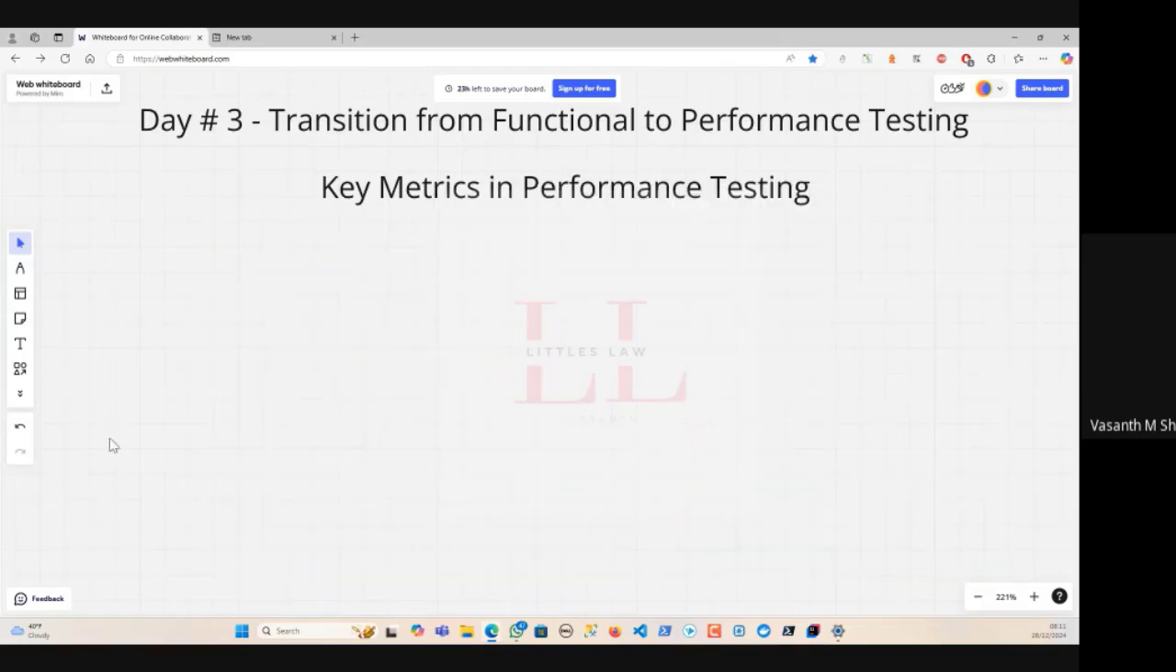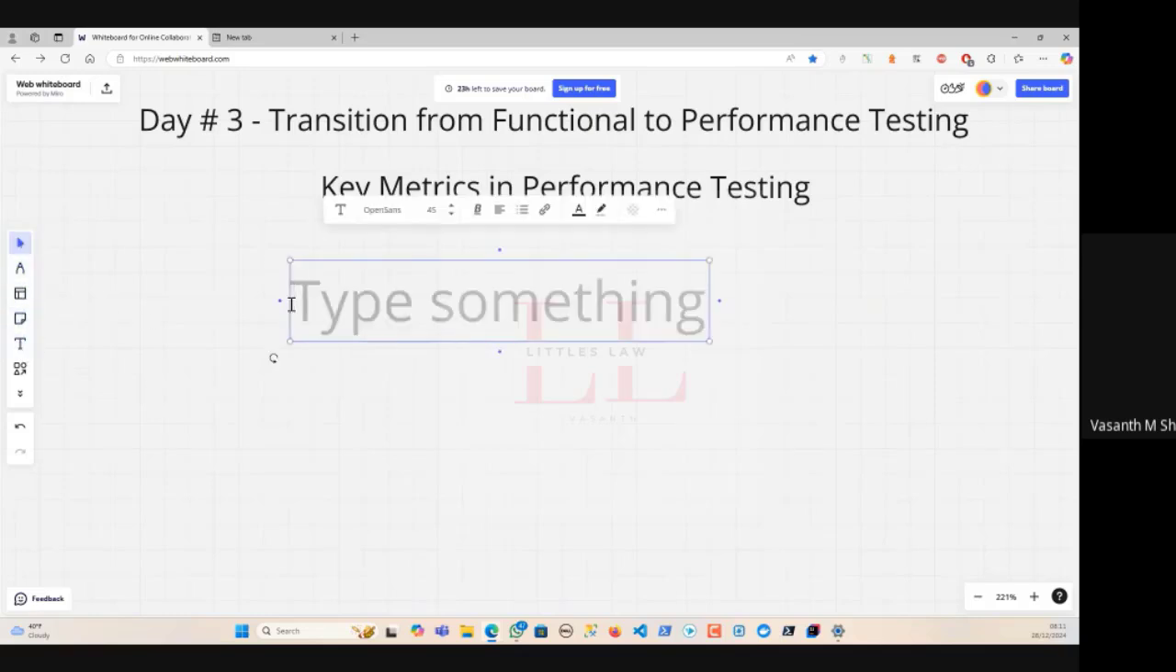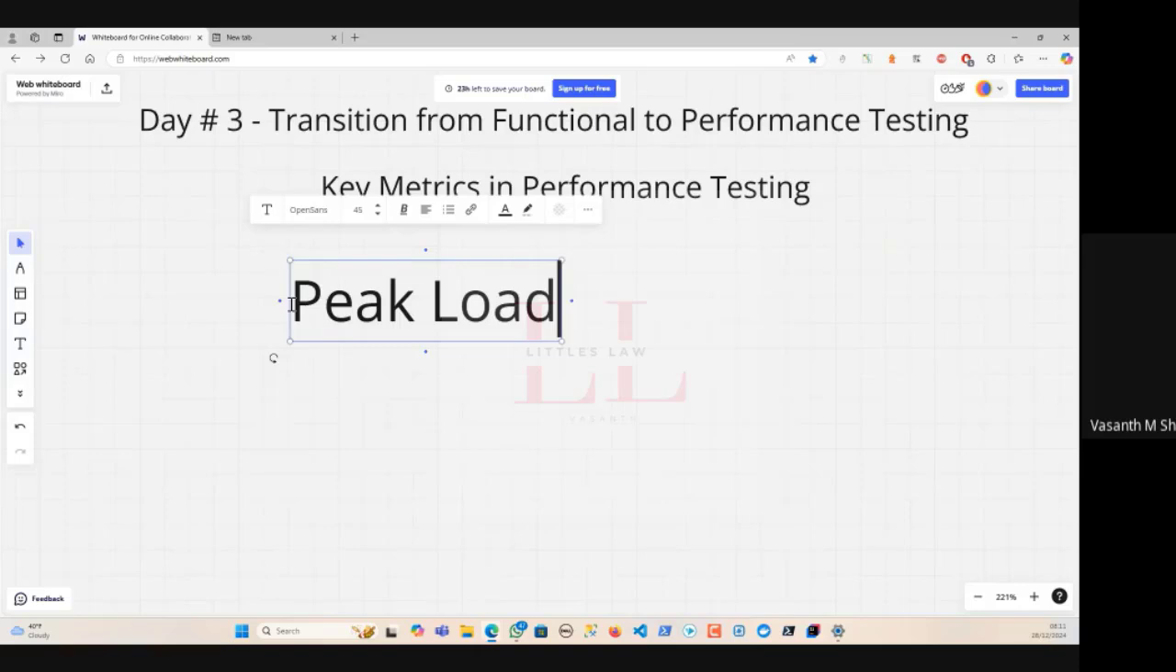Then moving to the peak load. Peak load is another metric that we collect as part of your testing. In peak load, we collect the maximum number of users or transactions that can be handled without any performance degradation. As you all know, this will be collected as part of the stress testing. We can collect the maximum number of users or maximum number of transactions, the TPS, that the system can handle without any performance issues.